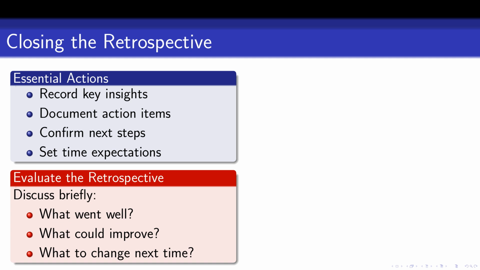Closing the retrospective ensures that action items are followed through. Teams should record key insights, confirm next steps, and schedule follow-ups. A quick evaluation of the retrospective itself, such as discussing what went well and what could be improved, helps make future retrospectives even better.